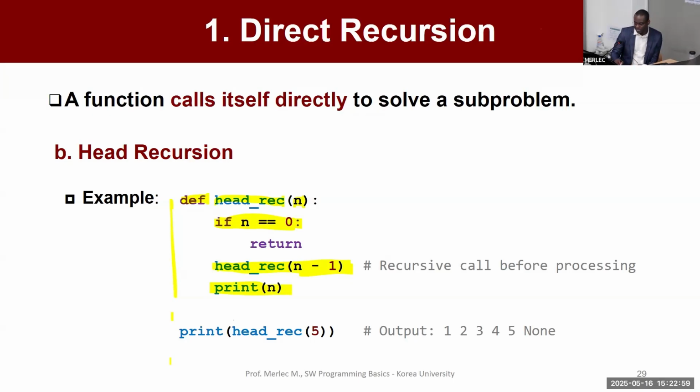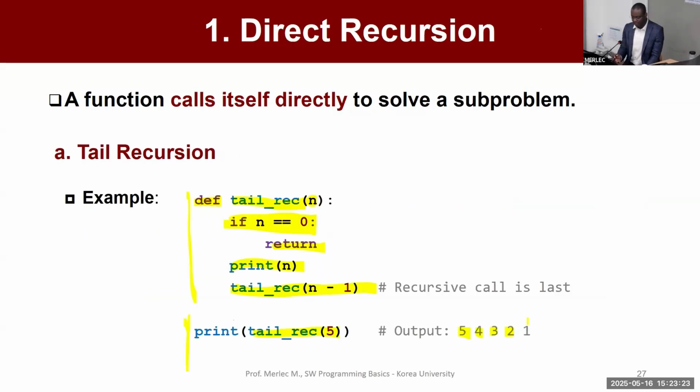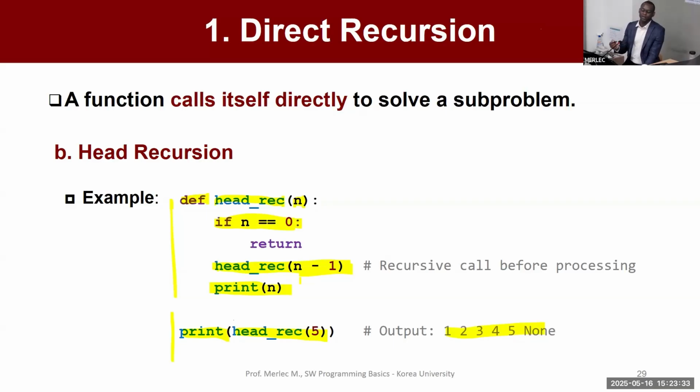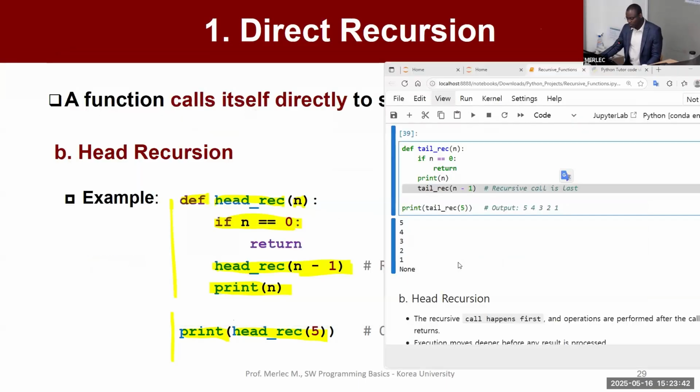Then the print n will be processed after running the recursive function call. This is the part of the definition, and then in the body of the program, we call the function within the print function to print the result when it is sent back by the function. The output will be counting from 1 to 5. It's almost the opposite of what we have seen in the tail function, where we process the operations first and then we call the recursive function later. But here we call the recursive function first and then we process other operations. This is the head recursion.